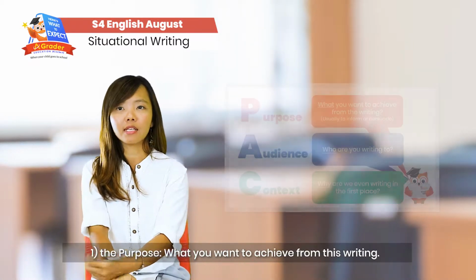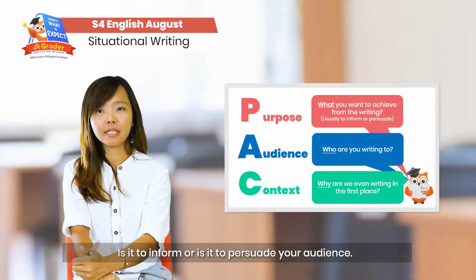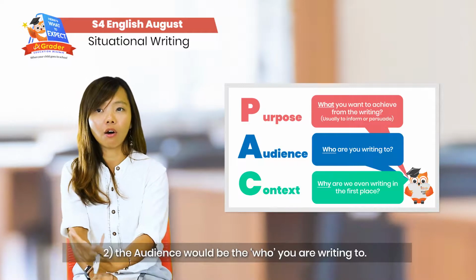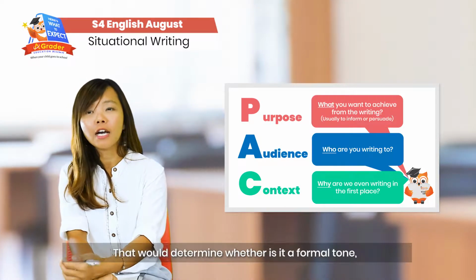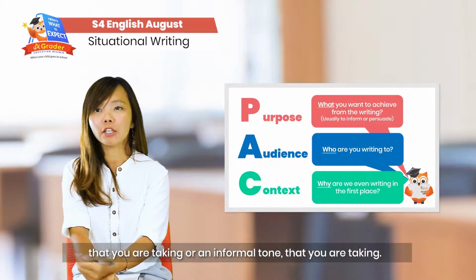So the PAC stands for the purpose, what you want to achieve from this writing. Is it to inform or is it to persuade your audience? And of course, secondly, the audience would be who are you writing to? That would determine whether it's a formal tone that you're taking or an informal tone that you're taking.